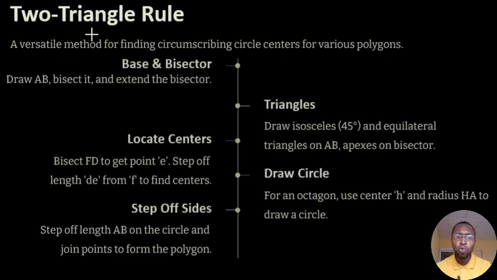That's called the two triangle rule. In this method, you will need to draw a base and then you bisect that base. Having done that, then you draw two triangles. Those triangles are isosceles triangles and equilateral triangles. You draw those triangles and then you locate the centers, and from there you can construct any type of polygon that you want to. Let's quickly try that and then we call it a day.